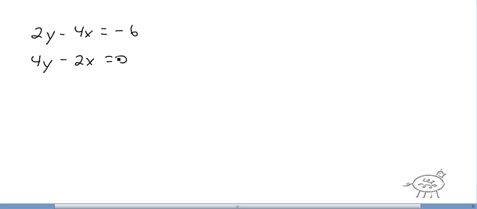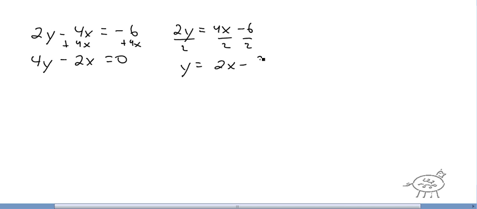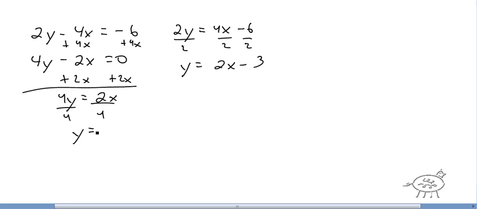Just put it in slope-intercept form. I'm going to add 4x to both sides. So you get 2y is equal to 4x minus 6, divided by 2. y is equal to 2x minus 3. And for this one I'm going to add 2x to both sides. So you get 4y is equal to 2x. Divide by 4. y equals 1/2 x. Okay, so let's graph these here.